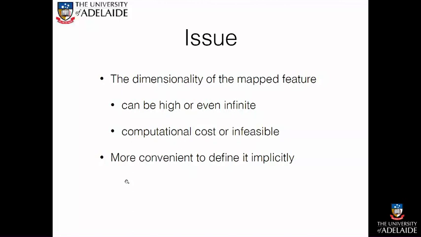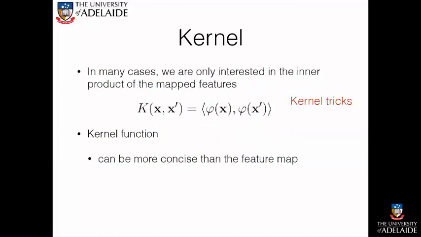So the kernel trick is to define this transform function implicitly, using a kernel function. For many algorithms, including support vector machine and quite a few dimensionality reduction or feature extraction algorithms, we are only interested in the inner product of the mapped features. Let's say phi is the transform function, and phi of x is the transformed feature of the original data x. In most cases, we're only interested in this inner product, right?